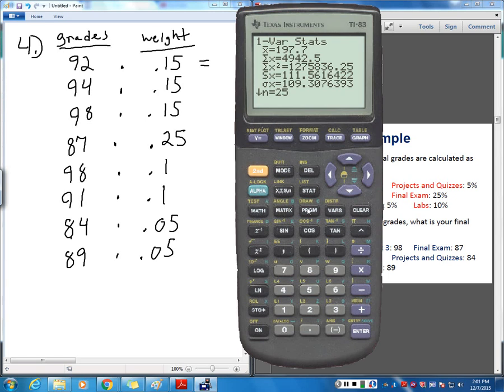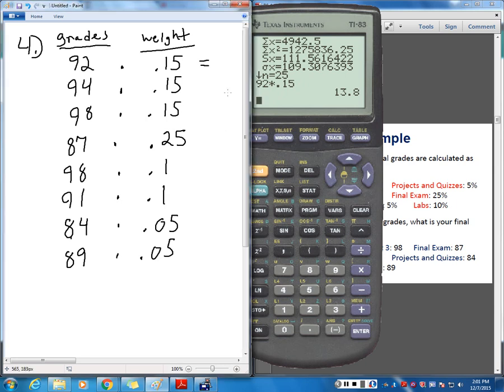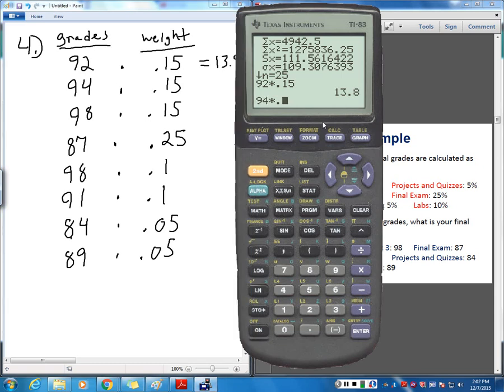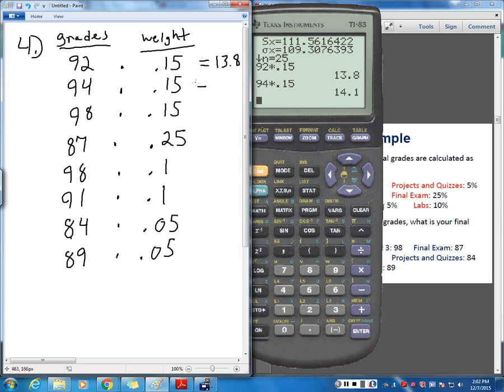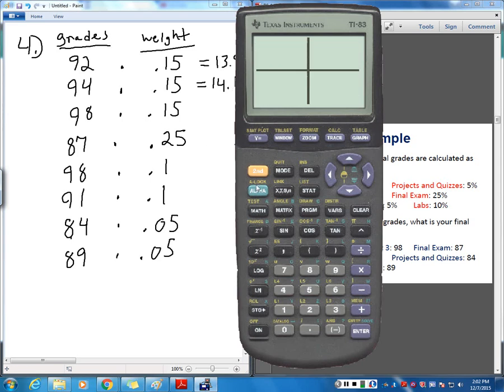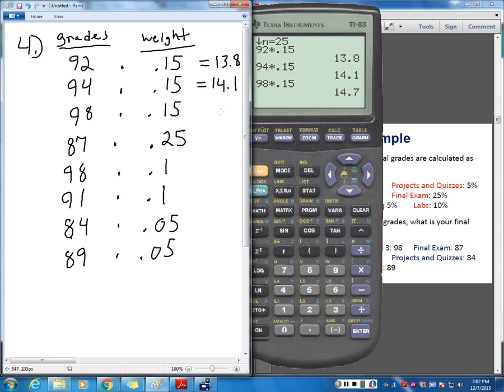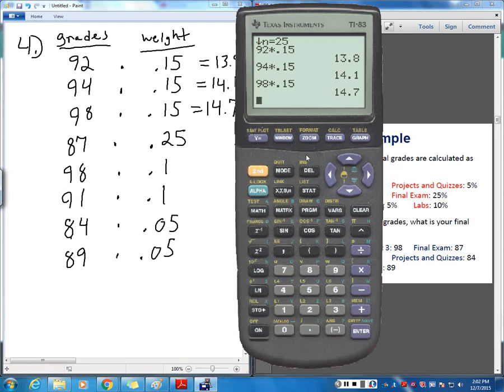So if I go over to my calculator, 92 times 0.15 is 13.8. 94 times 0.15 is 14.1. 98 times 0.15 is 14.7. 87 times 0.25 is 21.75.